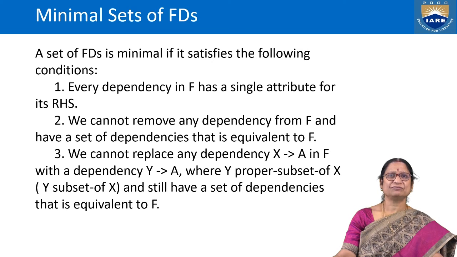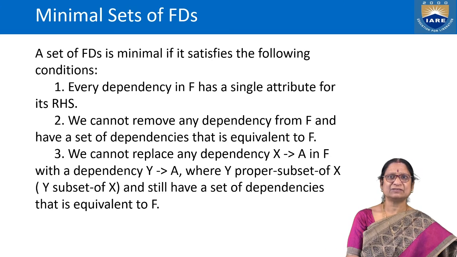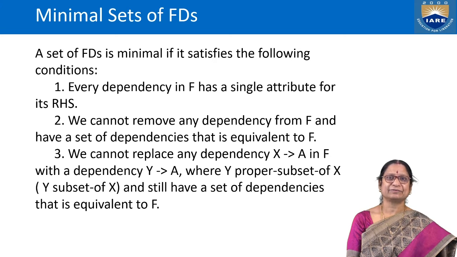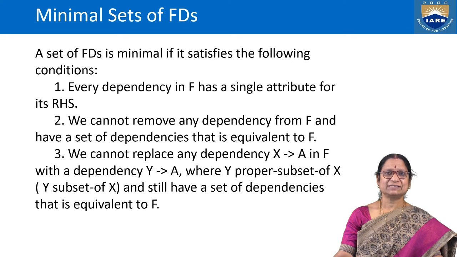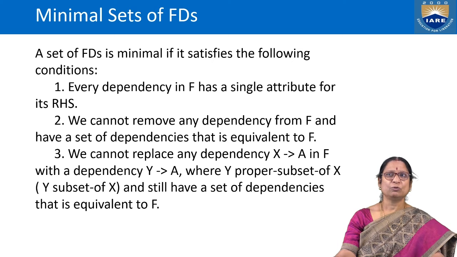What is a minimal set of FDs? A set of FDs is minimal if it satisfies the following conditions. Every dependency in F has a single attribute for its right hand side. Minimal means it cannot be reducible, no? So that's why it has to satisfy these three properties. The first one: every dependency must have only a single attribute on the right hand side. Why? Because if it has more attributes, it can be reduced into two, no?